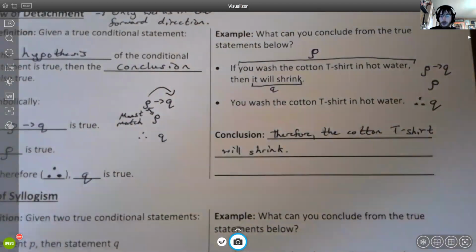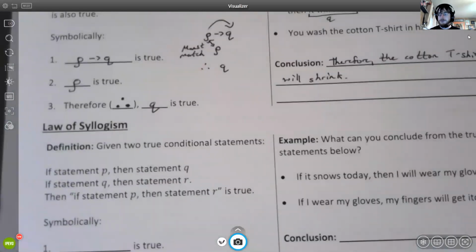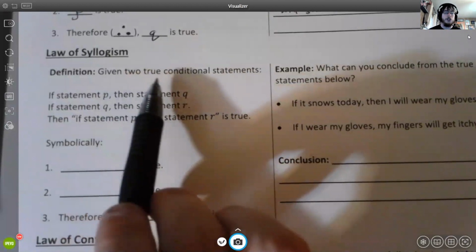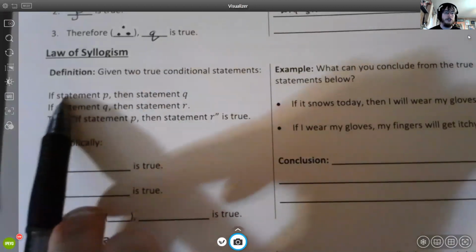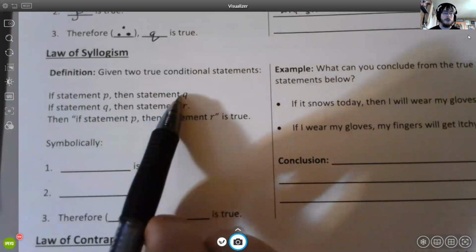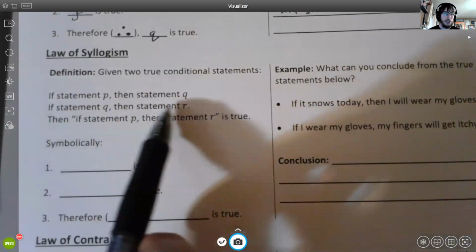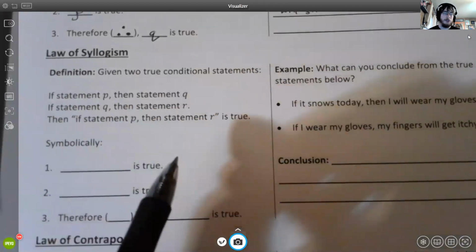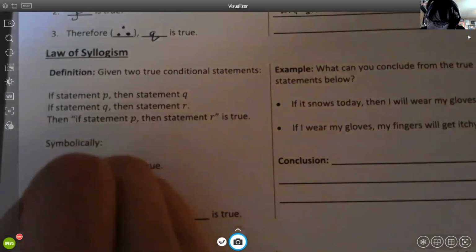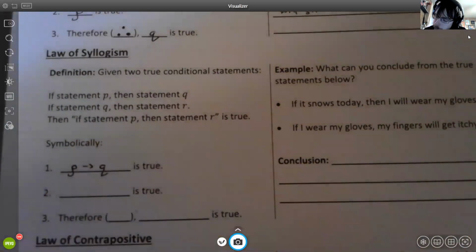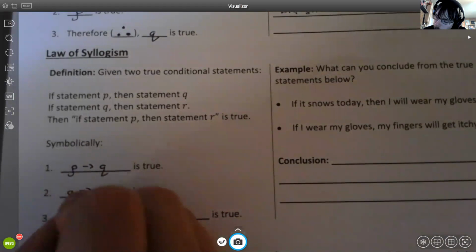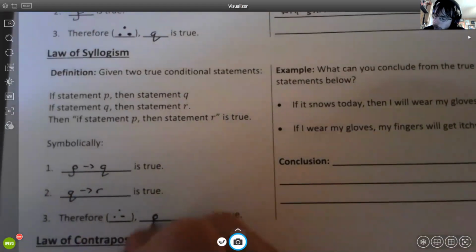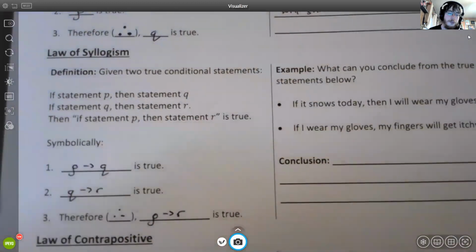All right, next up is the law of syllogism. The law of syllogism says that you're given two true conditional statements, and these are if statement P, then statement Q, if statement Q, then statement R, then if statement P, then statement R must be true. So symbolically, P implies Q is true, Q implies R is true, therefore P implies R is true.